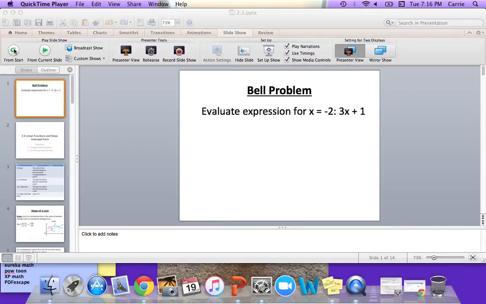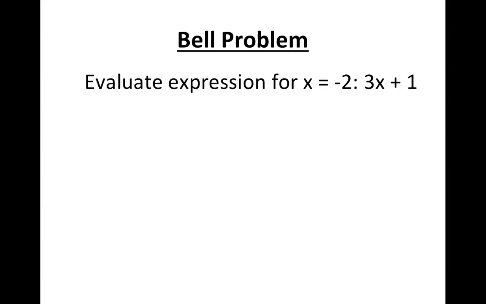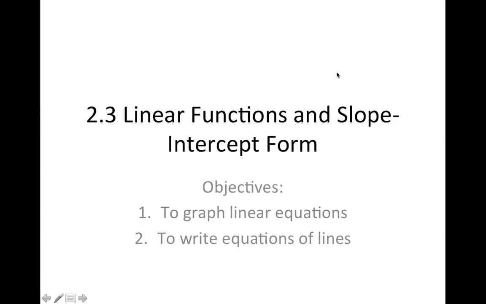By now, you should be able to do this bell problem. Evaluate the expression when x, you're given a value for x. Remember, plug in to where you see an x and evaluate. This one's really easy. 3 times negative 2 is negative 6, plus 1 and we get negative 5.